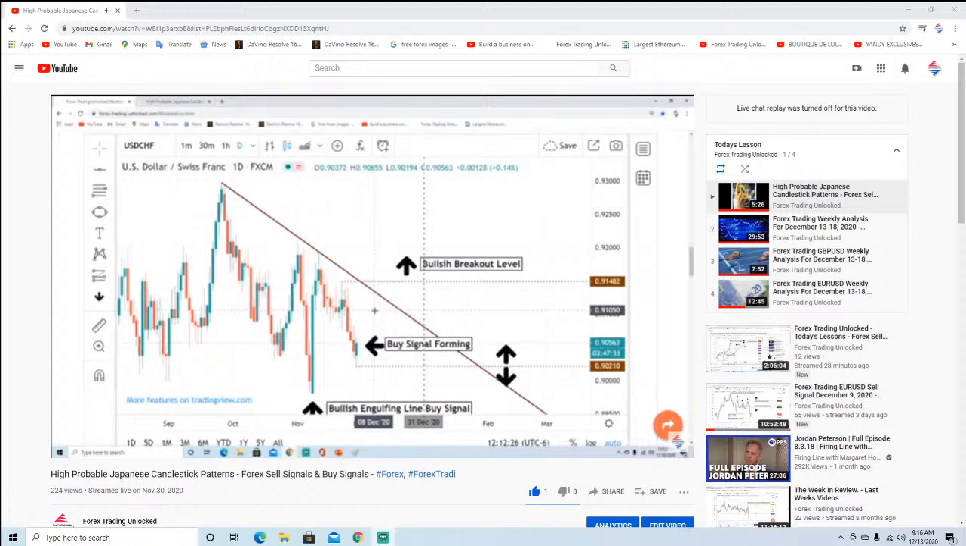if there's a dollar buy signal or sell signal, that will follow through with that as well. So we'll have to learn more about that when you read the book.